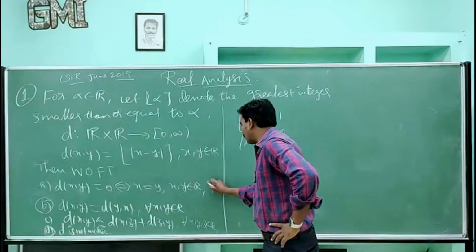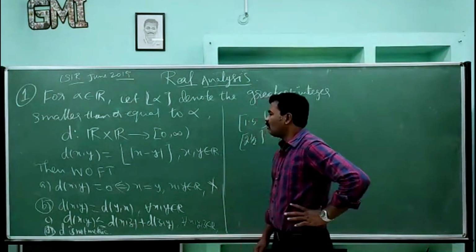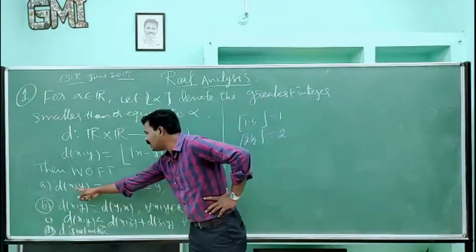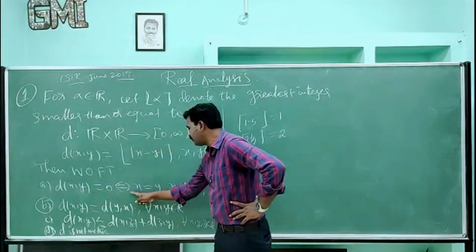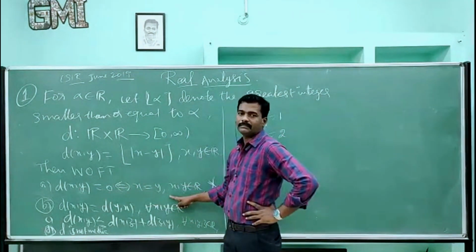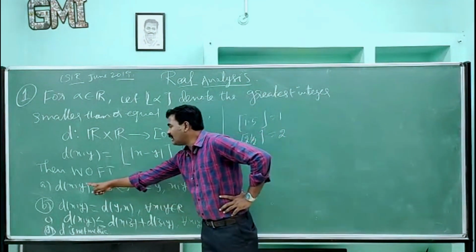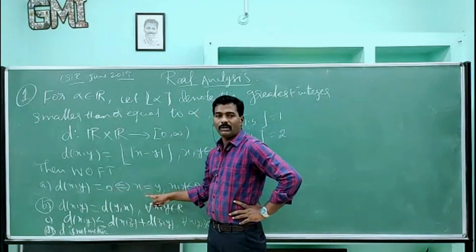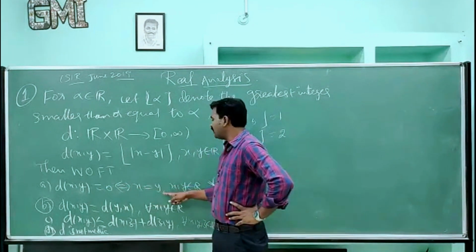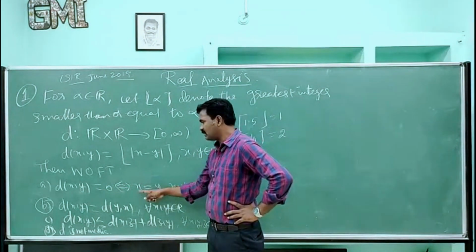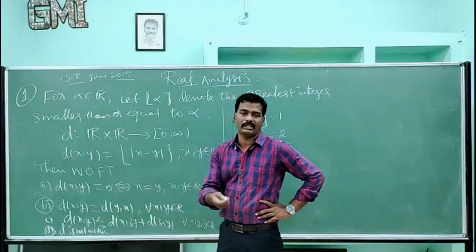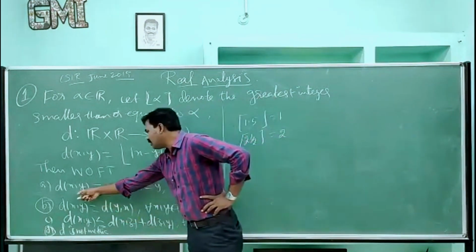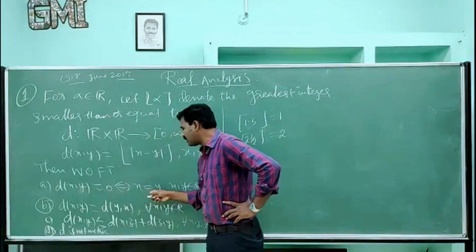First option is wrong. It's false. Why is it false? False means, what is the meaning? d(x, y) = 0 if and only if x = y. Whenever d(x, y) = 0, this implies x = y, if and only if. Suppose we have to show the first option is false, then you have to give an example. Example means find x and y such that d(x, y) = 0, but x is not equal to y.